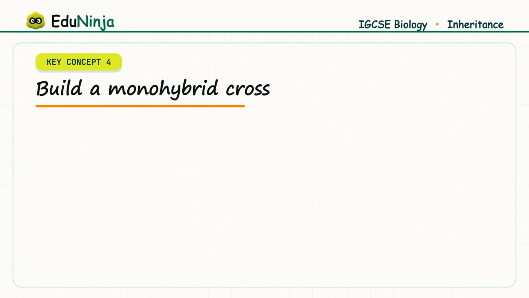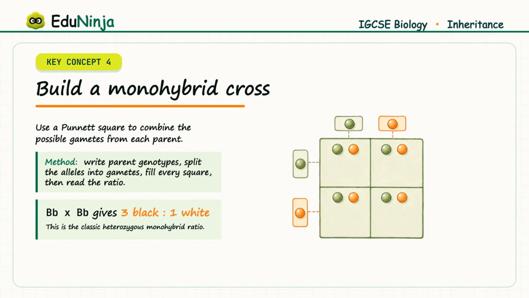Now we can build a monohybrid cross. A monohybrid cross follows one characteristic. Suppose black fur, represented by B, is dominant to white fur, represented by b. Start with the parent genotypes. For two heterozygous parents, write Bb crossed with Bb. Each parent produces two gametes, B and b.